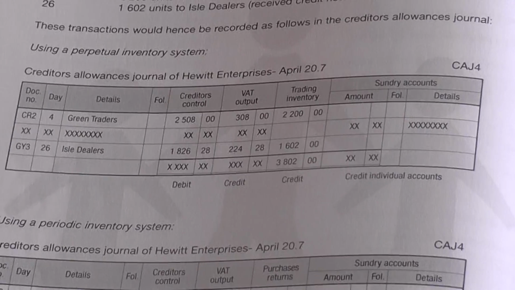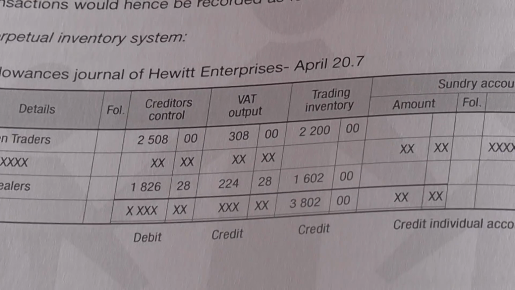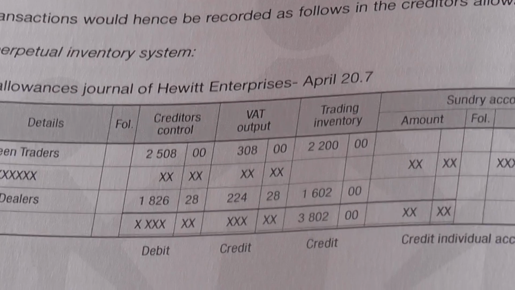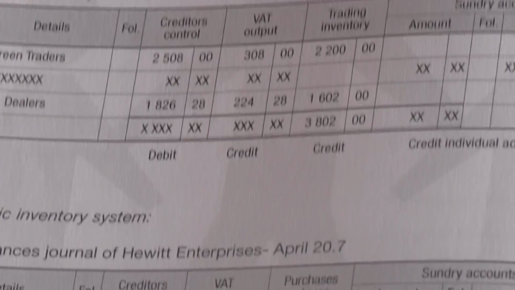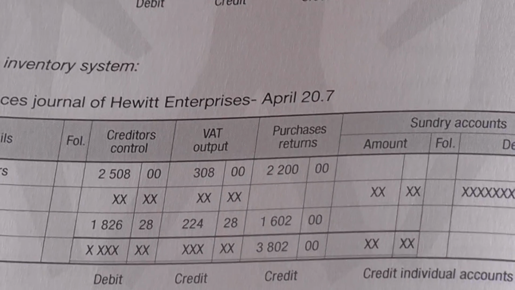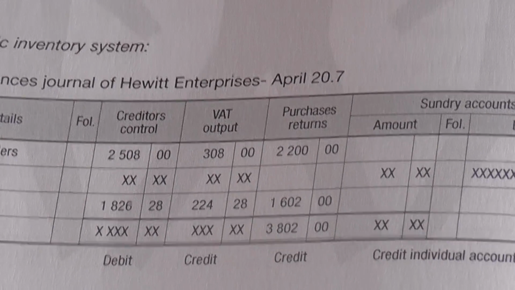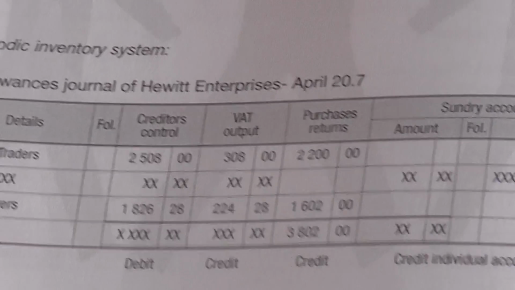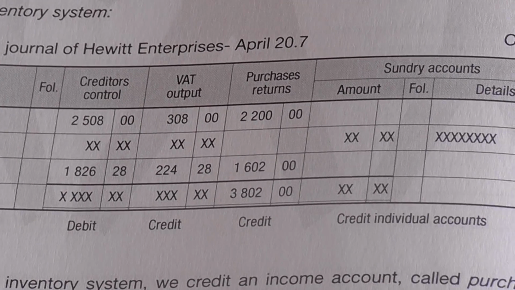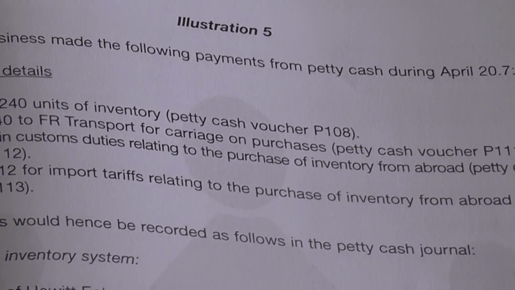Excuse me. Creditors allowance journal. Let me get down a bit closer. There we go. Creditors allowance journal. Once again, you've got your trading inventory, and then obviously your creditors, because that is where you return stuff. So that one changes to purchases returns, and that's in your creditors allowance journal. As you can see, this is very easy, you must just remember it, that's all.